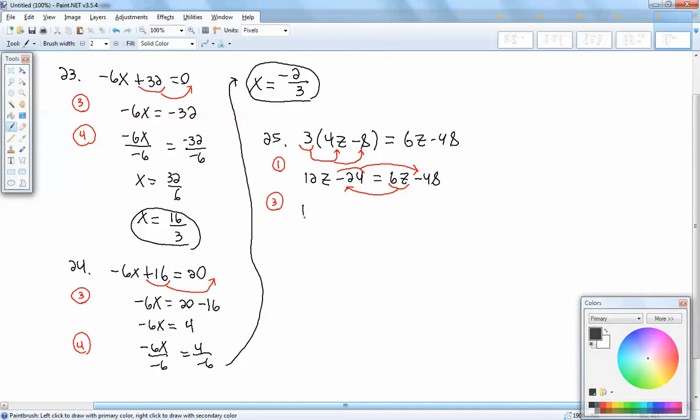You move anything across the equals, your sign changes. The positive 6z becomes a negative 6z. The negative 24 becomes a positive 24. Again, anytime you move anything across the equals, the sign changes.